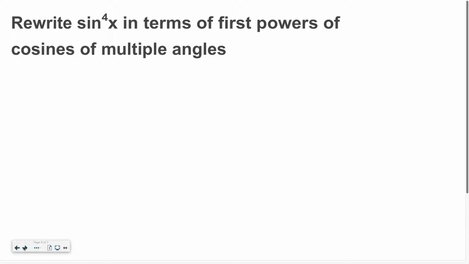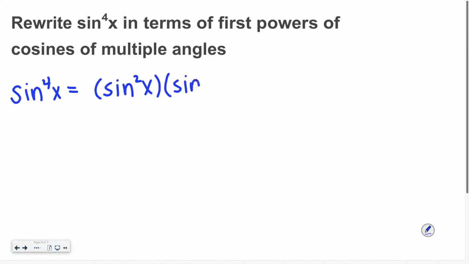We don't have a formula for that, but we have a formula for what? Sine squared. Okay, so we can write this as sine squared x times sine squared x. Do you agree? Which means if I don't want any powers on my trig functions, we would have to replace sine squared x with 1 minus cosine of 2x all over 2.